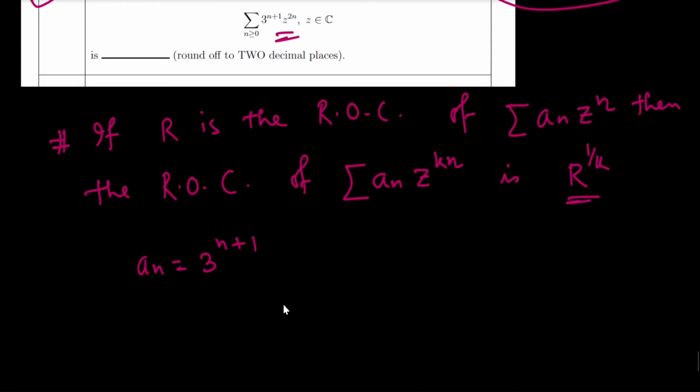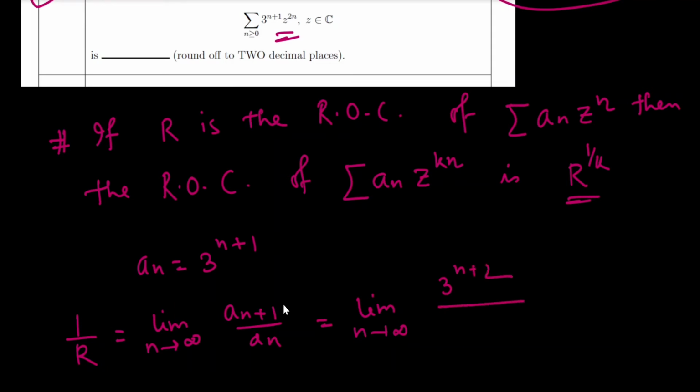Therefore we apply the ratio test. So 1 by R equals the limit as n tends to infinity of a_(n+1) by a_n. This is equal to the limit as n tends to infinity of 3^(n+2) by 3^(n+1). This is equal to the limit as n tends to infinity of simply 3, which is 3. This implies R equals 1 by 3.